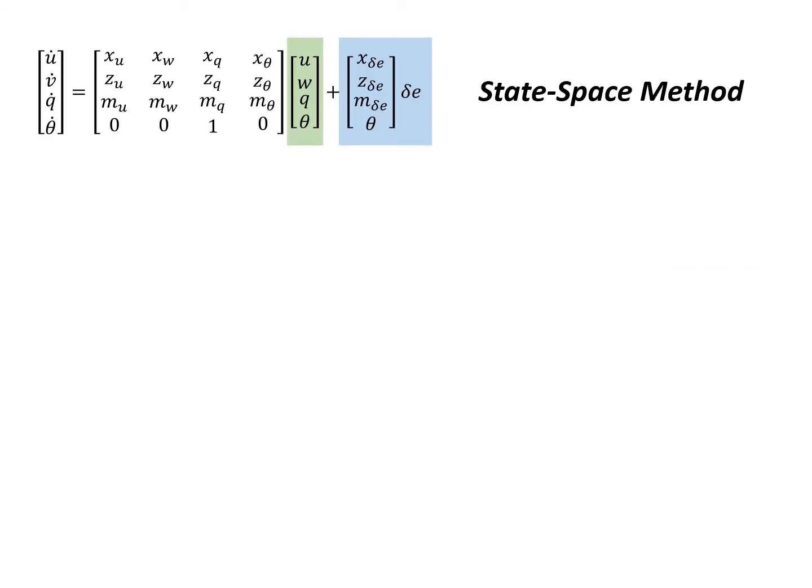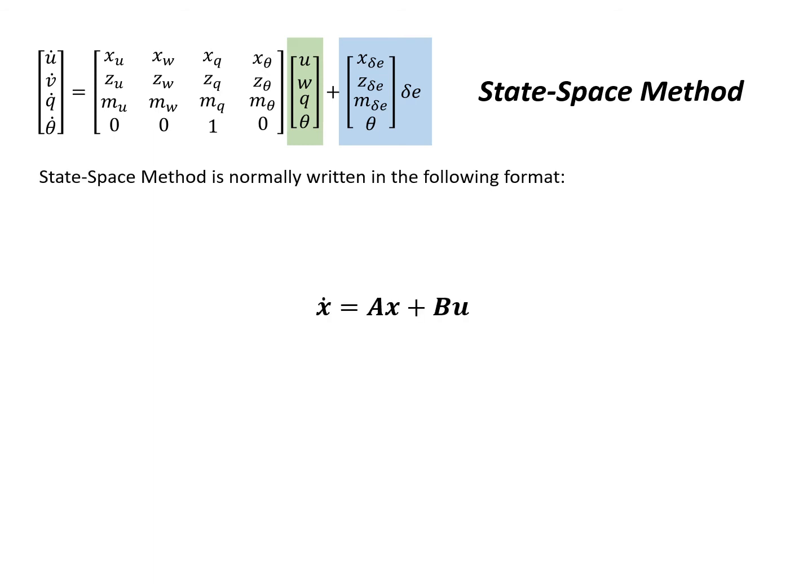And we call this the state space method. Why is that? Let me do some explanation. The state space method is normally written in the following format. It's more concise, more abstract from the original matrix form. And let's do some definitions for the parameters.